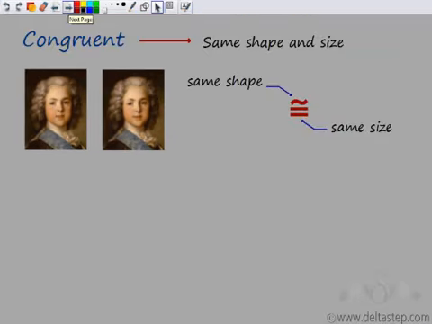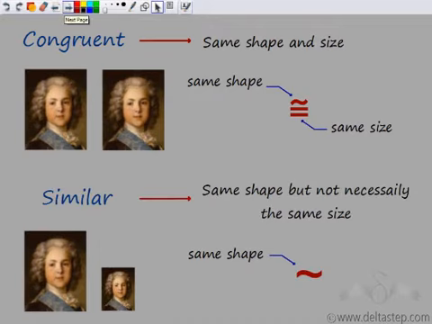So far we've studied about congruent images, which means that they have exactly the same shape and the size. And we use this symbol to represent congruent. This two lines at the bottom show same size, whereas this inverted S shows same shape. So this was congruent. Now what we'll study is similar.